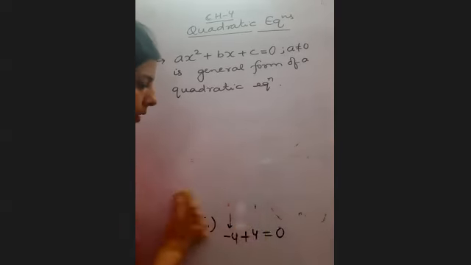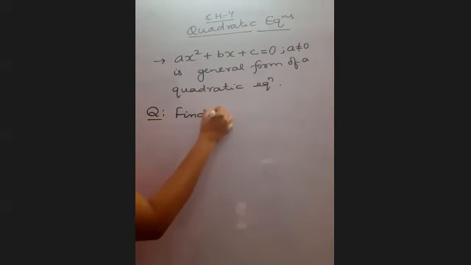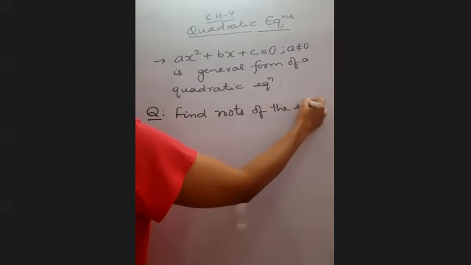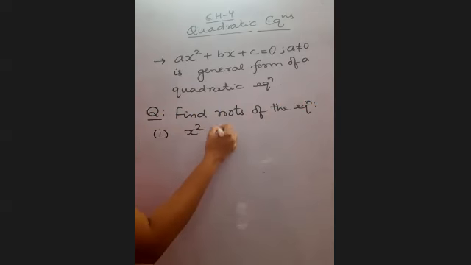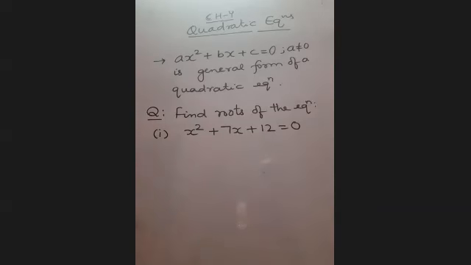Now the things remain the same. In case of a polynomial, we find zeros of a polynomial. In case of an equation, we shall find roots of the equation. Let's say x squared plus 7x plus 12 equals 0. So here we need to find the roots of the equation.